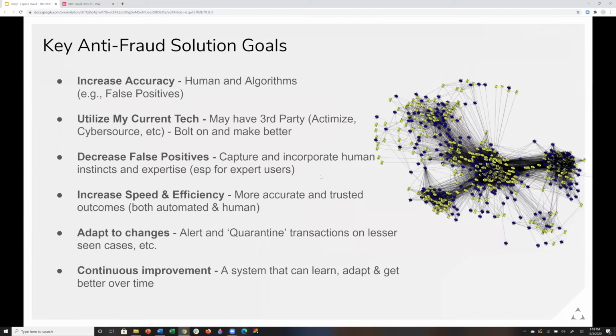So what are we trying to do here now? We're trying to increase that accuracy. Use your current tech. So if you already have machine learning and you have other elements in there, this is really more of a bolt-on system. Some of you may not have sophisticated systems, and certainly this could be the primary or the gold record. And then we see some of the other ones here, which is, decrease the false positives, increase our efficiency, and then continuously get better as we go through that.